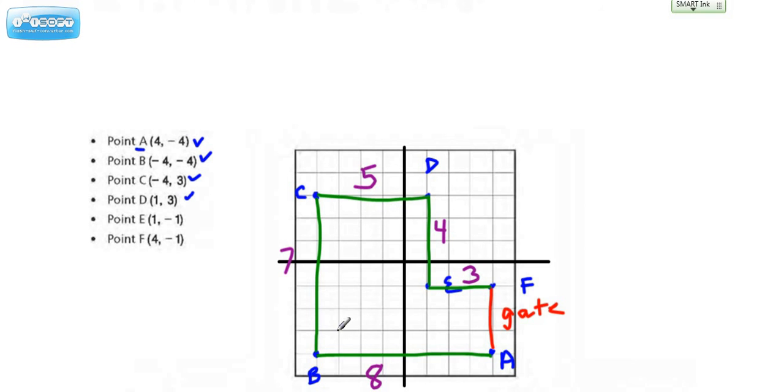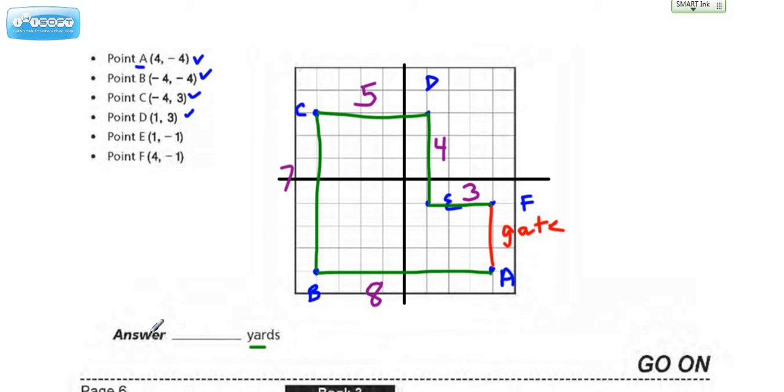Alright, so again, to get this answer, we're adding up all the values. So we're adding an 8, a 7, a 5, a 4, and a 3. Whenever possible, you should use compatible numbers, because this and this is 15, plus 5, and then this and this is 7.